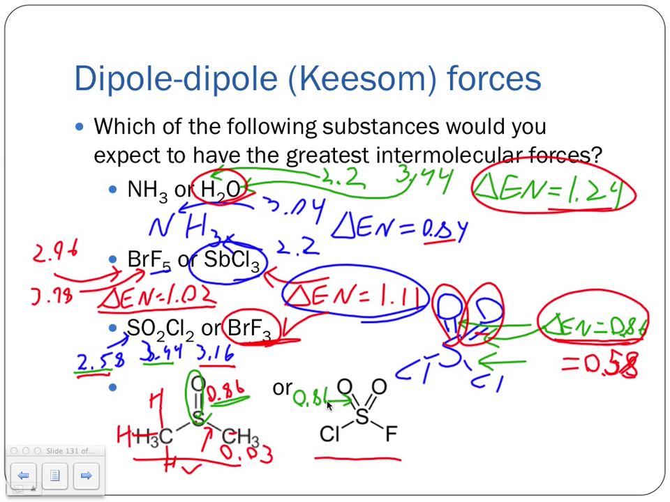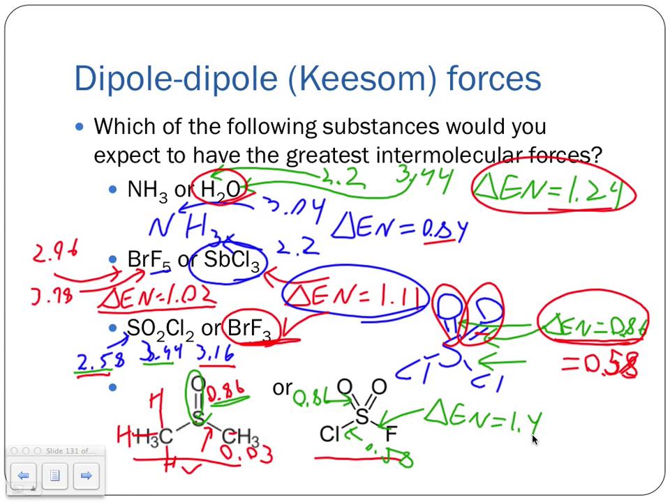Then the next one is a sulfur-chlorine bond. We already figured out a sulfur-chlorine bond is going to be 0.58. And the new one is the sulfur-fluorine bond. So we look at fluorine. Fluorine has an electronegativity of 3.98. Sulfur, we said, was 2.58. We take the difference there, and we get an electronegativity difference, delta EN, of 1.4.